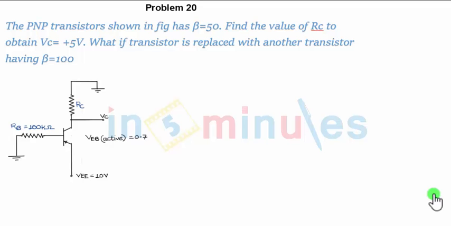Next is the PNP transistor given. So we can identify again, even if it is given in the question, by the diagram. The arrow is always pointing from P to N. So this is a PNP transistor, right?